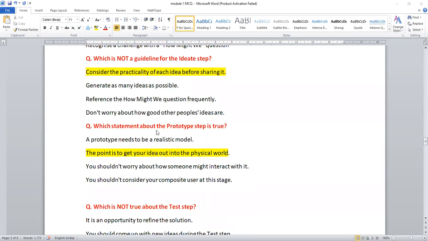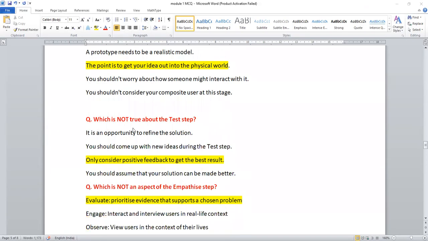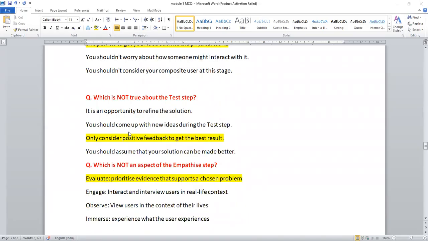Which of the statements about the prototype step is true? The point is to get your idea out into the physical, real-time world. Fine. Which is not true about the test step? Only consider the positive feedback to get the best result. It is not like that. We will be getting positive as well as negative feedback. So the third option is the odd one out among the four. That means not true, so the third one is correct.